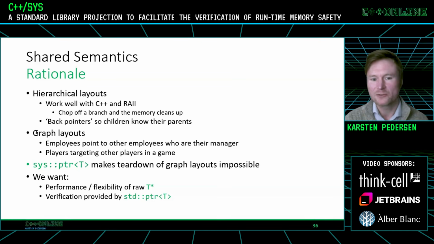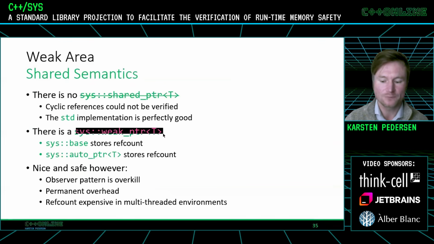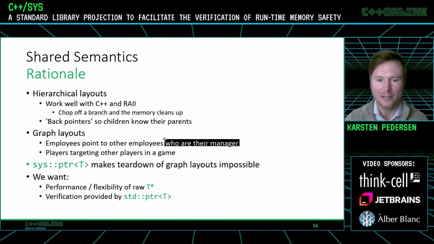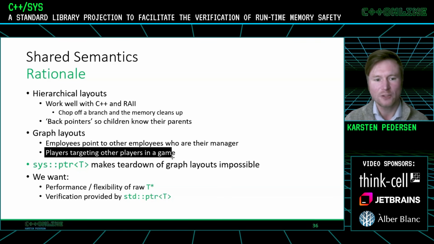That's not a problem, because they'll be destroyed before their parents. It's the graph layouts that's the biggest issue, and this is the rationale still behind even supporting the weak pointers, because graph layouts require employees potentially to point to other employees, even though they're at the same level of the hierarchy. For example, some of the employees might be the manager of another employee, so they're effectively siblings, but they still want to point to each other. Or in a more game setting, players will target other players. They're all players, but effectively, when they destruct, it then matters the order they destruct, and you can't guarantee that with a lot of designs.